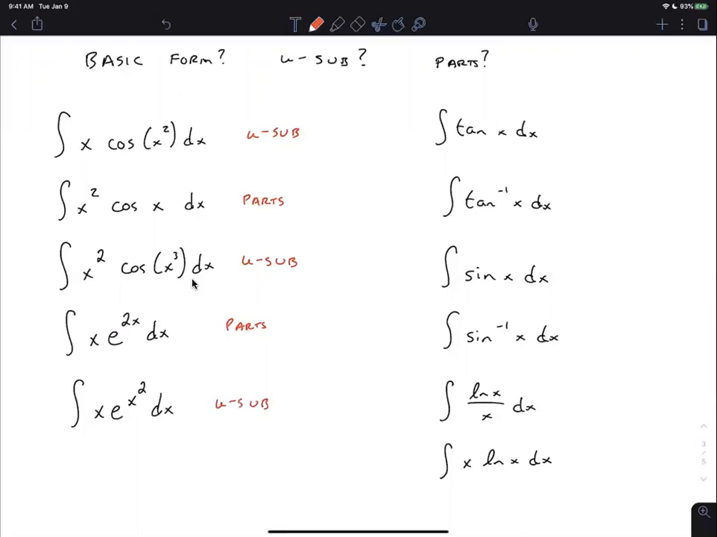Okay, how about tangent versus inverse tangent? So what do you do for tangent? It's not a basic form. That would be u sub, right? You switch it to sine over cosine, and then it's u sub.